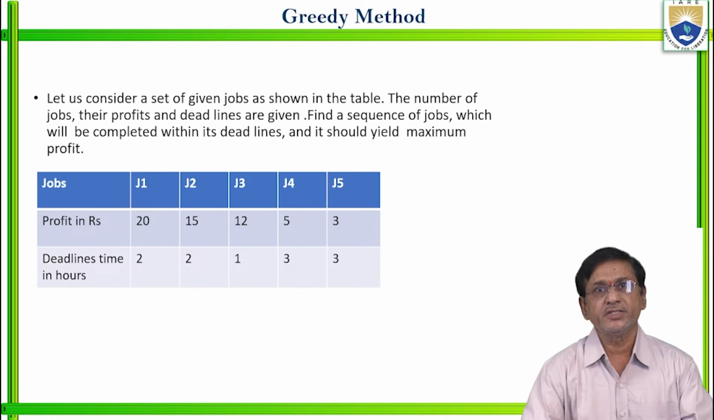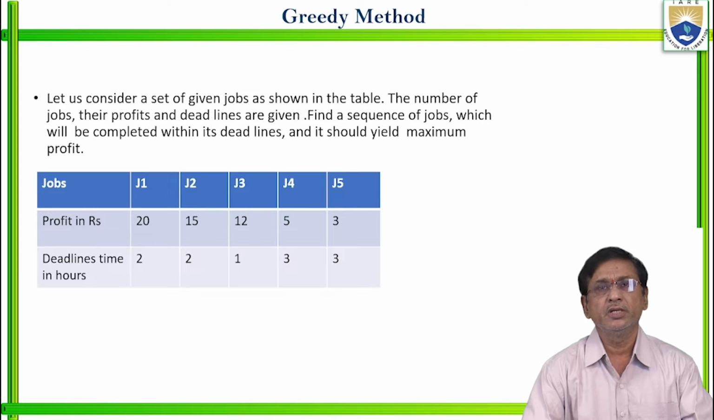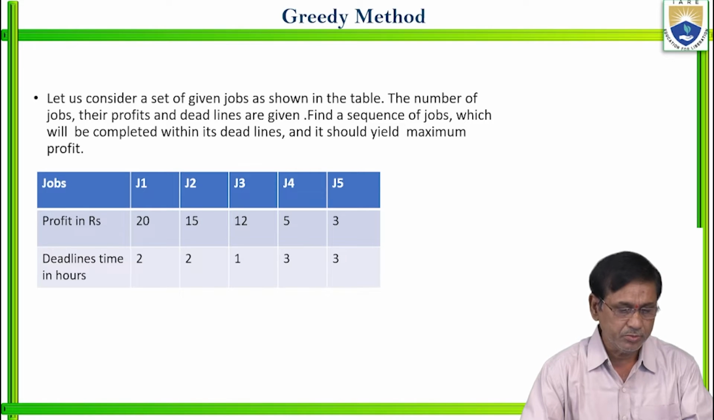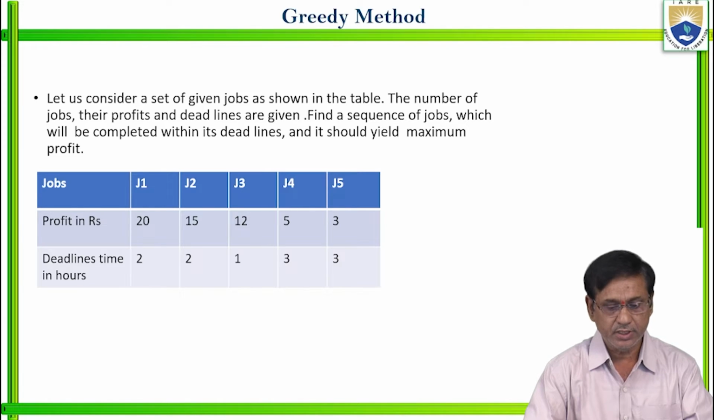Now, let us consider a set of given jobs as shown in the table. The number of jobs, their profits and deadlines are given. Find a sequence of jobs which will be completed within its deadlines and should yield maximum profit. So here, job 1 profit is 20, job 2 profit is 15, job 3 profit is 12, job 4 profit is 5, job 5 profit is 3.